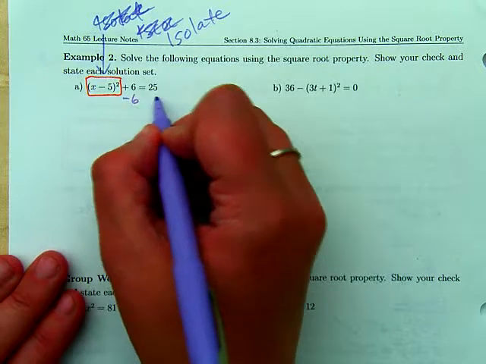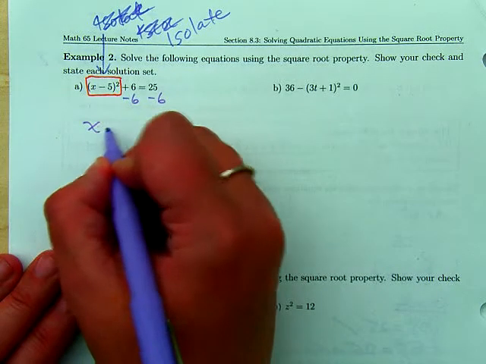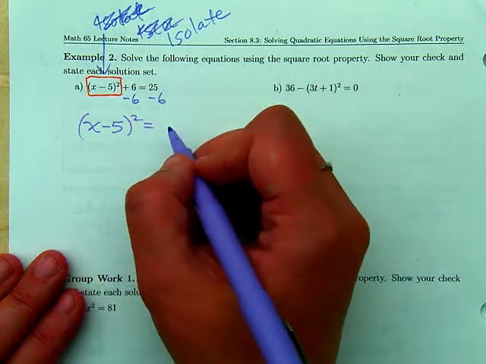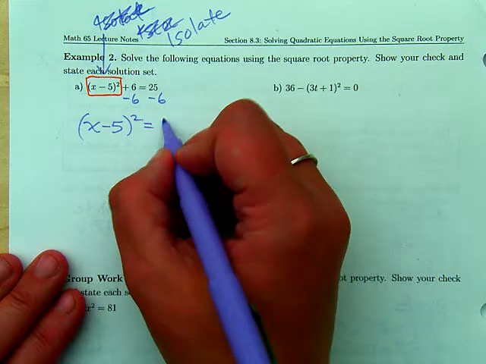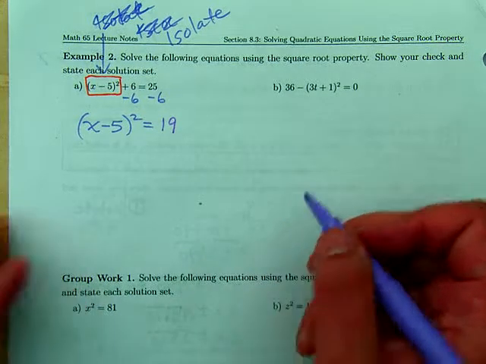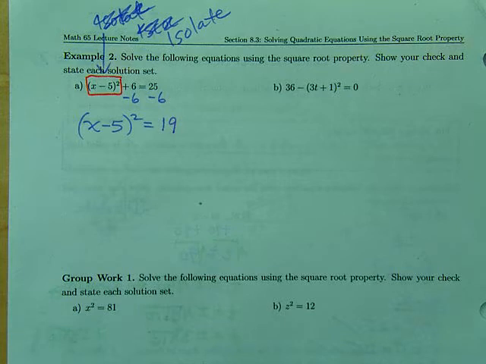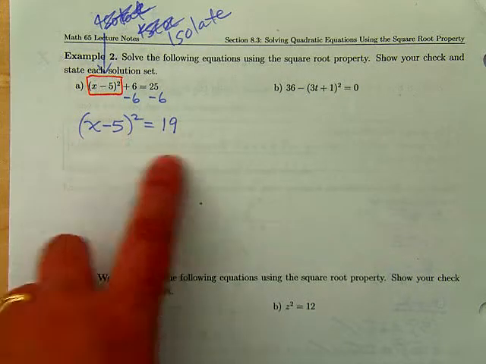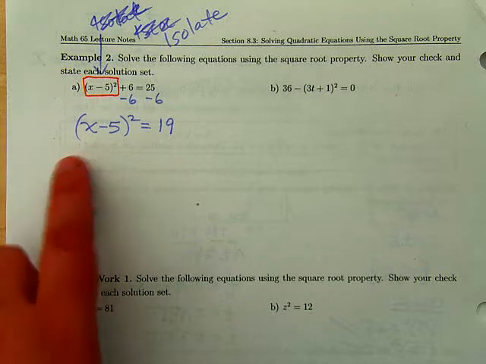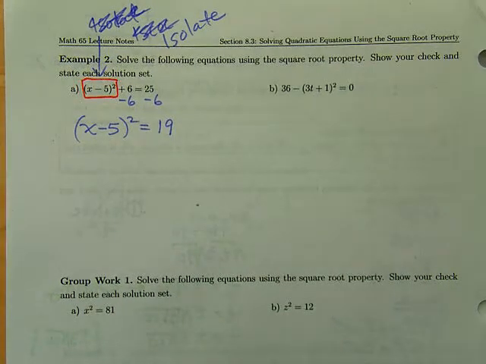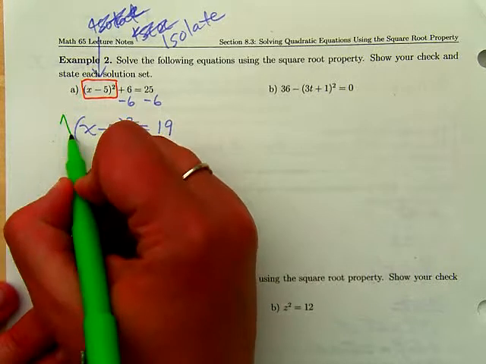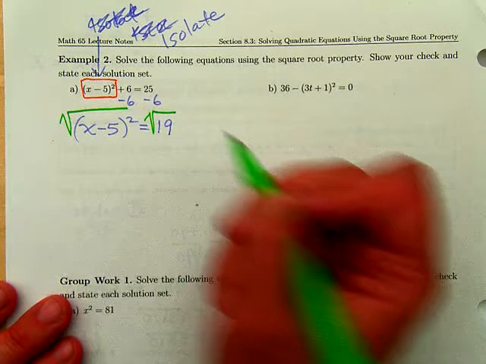Okay, so minus 6. We have (x minus 5) squared equals, what's 25 minus 6? 19. Excellent. At this point, we don't want to go through the process of foiling this out, setting it equal to 0, and trying to factor. That's what we did back in 8.1, right? We solved by factoring. Here, because we have this perfect square, let's use the square root property.